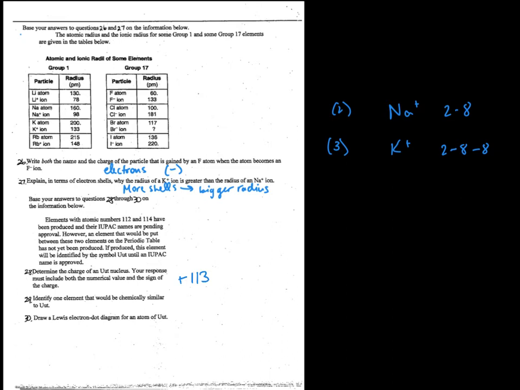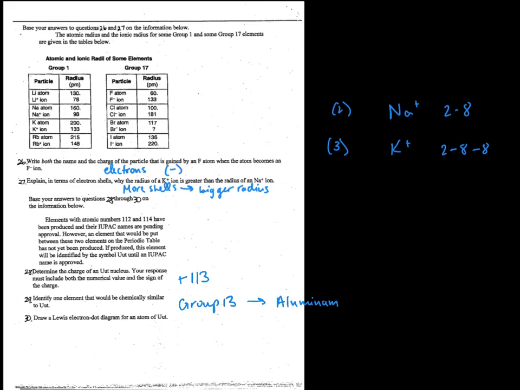Identify one element that would be chemically similar. So we're looking for an element that's in the same group. So because it's in group 13, we can pick any element in that same group. So let's pick aluminum. That would be a valid answer. So with boron, gallium, indium, etc.